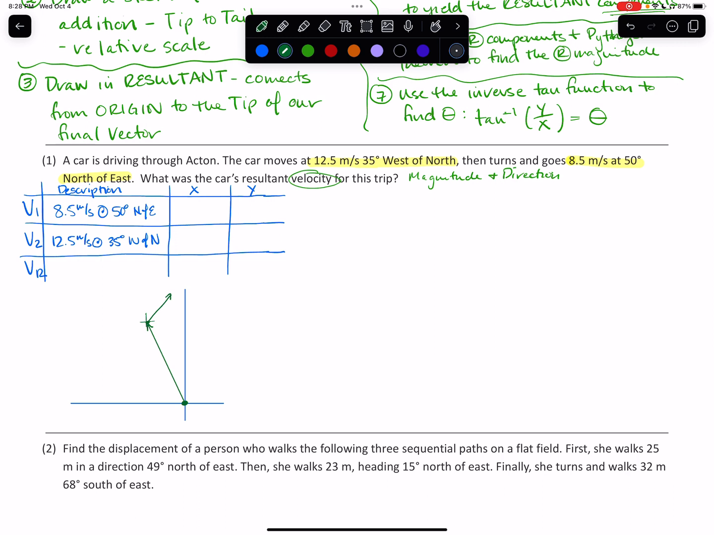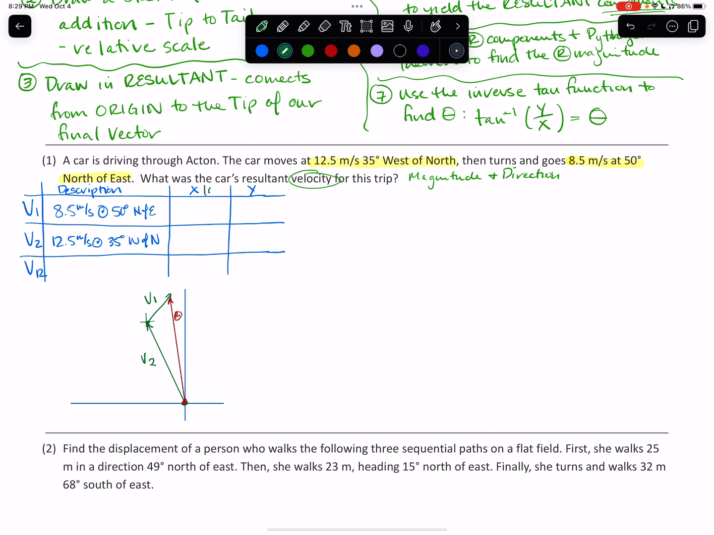Now I've got my vectors in there, and now the resultant. I start at my origin and go up to the tip of that last one, and that's going to be my resultant. So this is vector 1, this is vector 2, and there's my resultant. This is my sketch. We may have to go back in and adjust it a little bit, particularly once we get to the end. Now I need to do my component calculations.